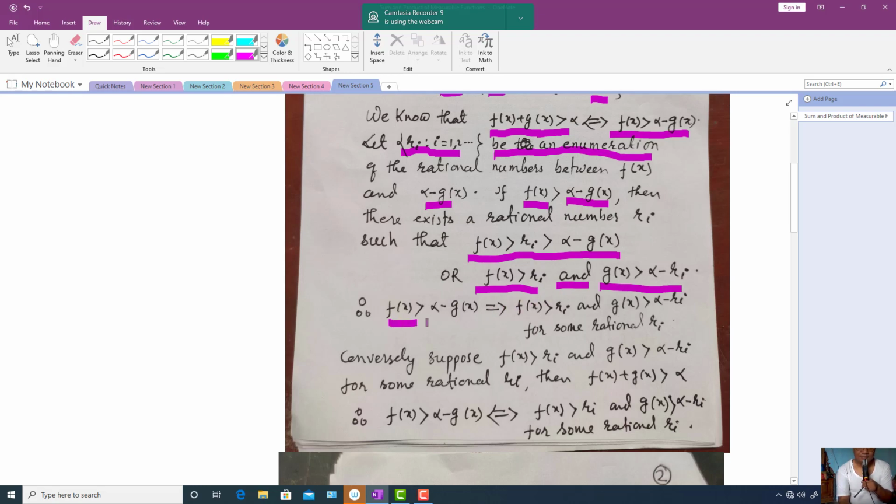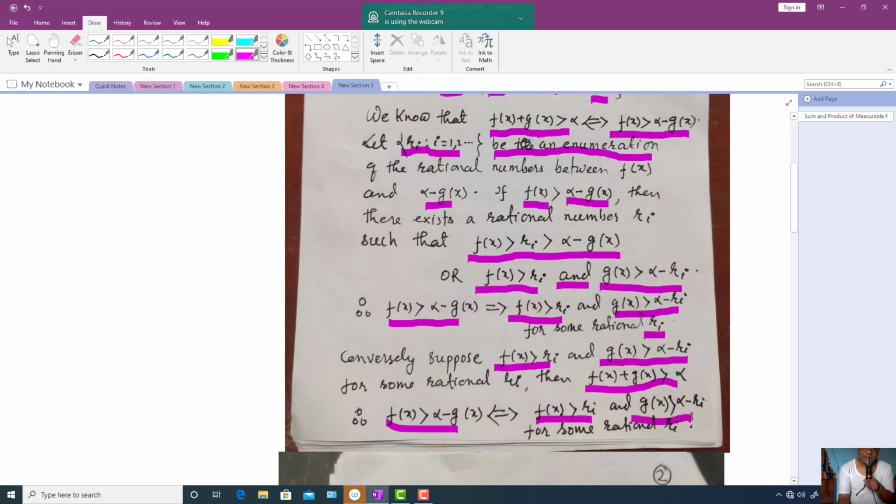Now this statement implies these two statements with this conjunction for some rational number Ri in that enumeration. Conversely, if this statement holds and simultaneously this statement also holds for some rational number Ri, then you will get this one: f of x plus g of x will be greater than alpha. That means this statement is equivalent to these two statements.